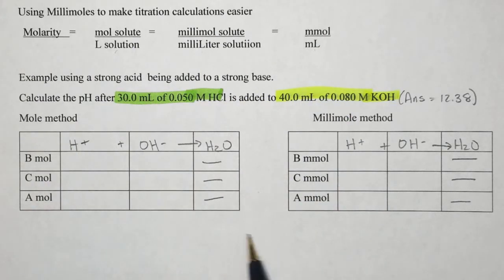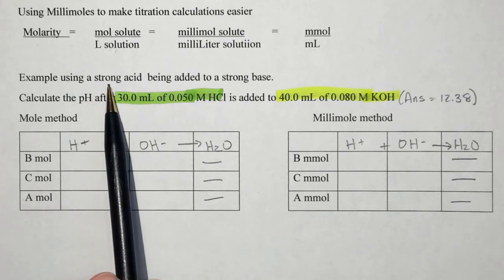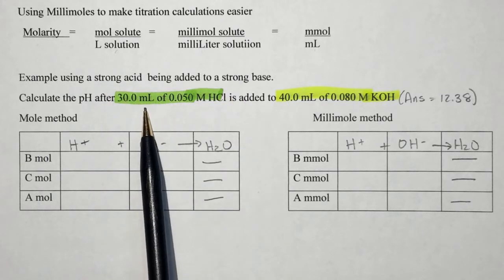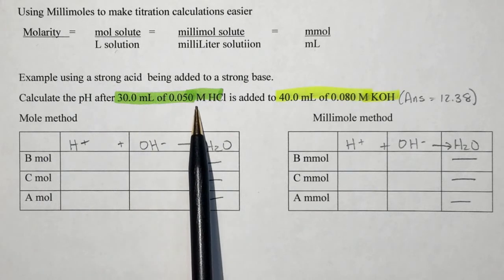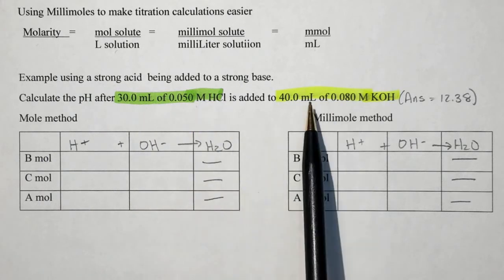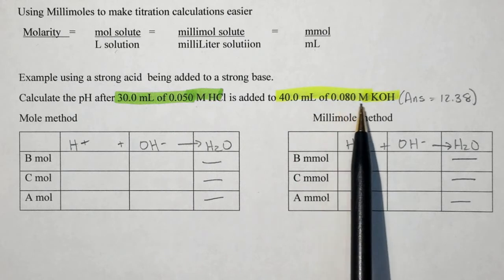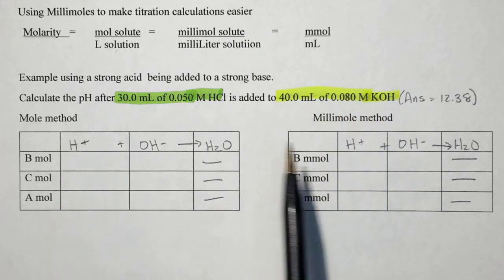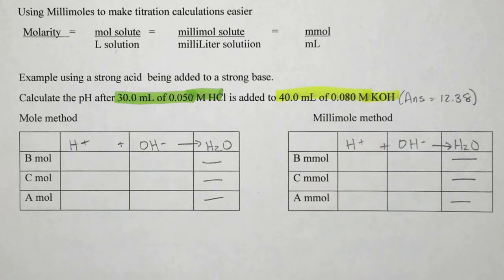So what we're going to do is calculate an example of a strong acid being added to a strong base, and we're going to calculate the pH after adding 30 mLs of 0.05 molar HCl to 40 mLs of 0.08 molar KOH. We're going to work using the mole method, and then we're going to work using the millimole method. So let's do the mole method.